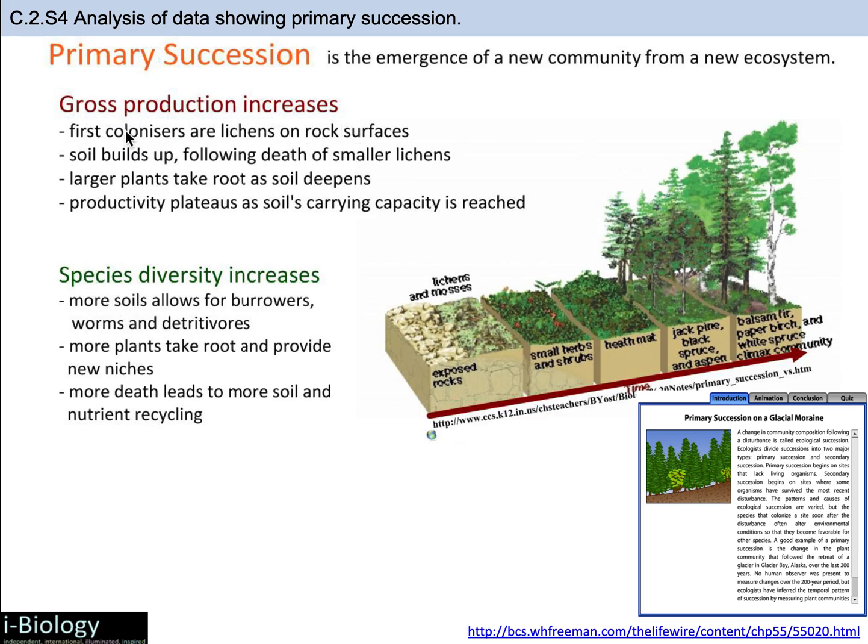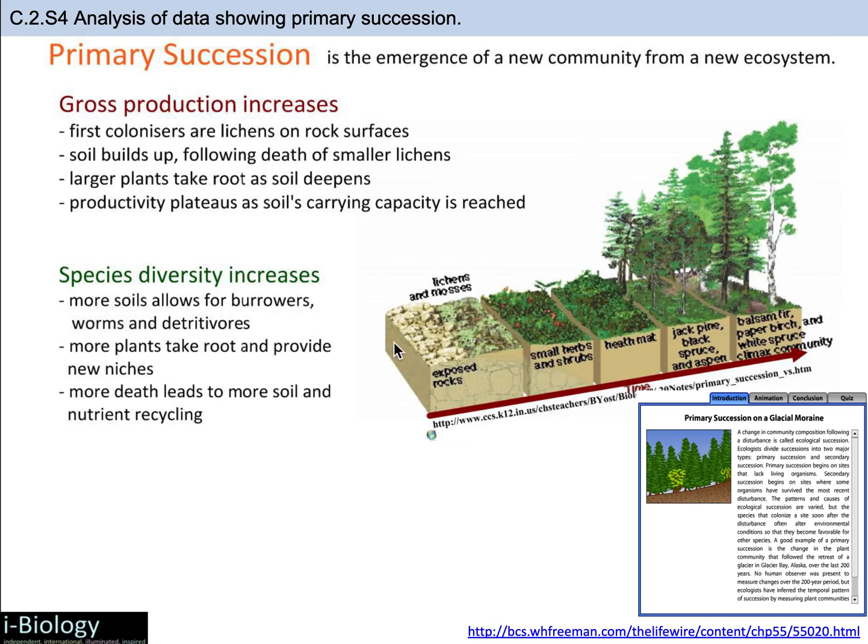Gross production will increase. So first there's those colonizers or the lichens on the rock surface. Soil will then build up following death of smaller lichens. So the soil becomes more nutritious and built up. Larger plants can then take root. So soil will deepen. And then productivity plateaus as soil's carrying capacity is reached. So once the soil's carrying capacity is reached, that means the amount of nutrients there are able to sustain these larger trees.